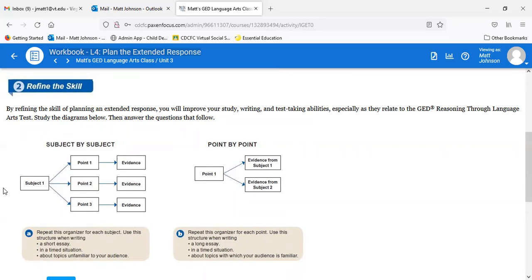So either way, the point here and why they're showing you these two is because it's going to be in a timed situation. I don't know why they say point by point is a longer essay than subject by subject. In this case, they're going to be about the same length. You can maybe explore a little deeper with the point by point because you could add more points, but at the end of the day, it's the same. You're going to use the same number of points. You're going to use the same amount of evidence. It's a timed situation either way.